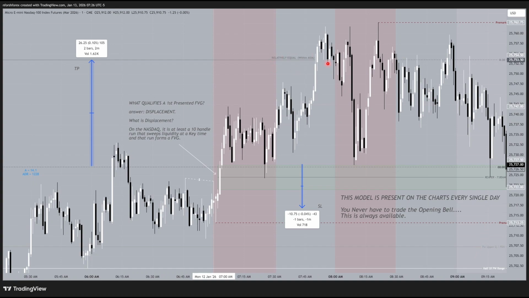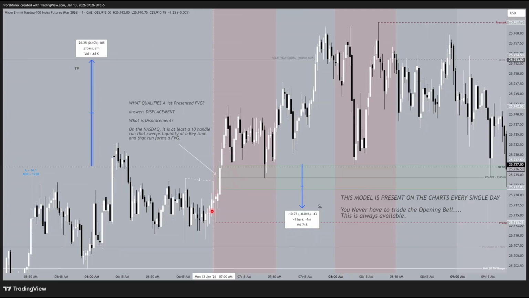Remember those relatively equal highs from the Asian session? They are delineated here. ICT mentioned this buy side imbalance and inefficiency. Right here, it is a rejection. It is the first presented fair value gap after 7 o'clock.